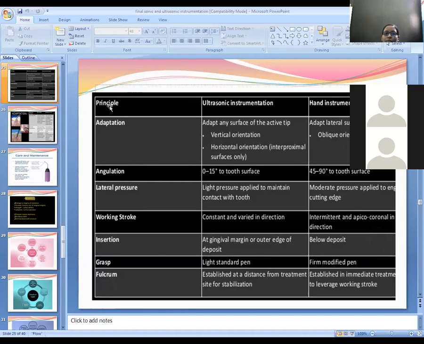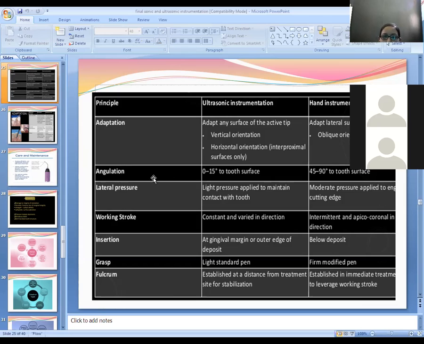These are the principles of ultrasonic instruments, and what about the hand instruments? Different principles for ultrasonic and hand instruments are given in this chart. First, the adaptation. For ultrasonic scaling, we can adapt to any surface of the tip, in a vertical orientation or horizontal orientation. While in hand scaling, you have to adapt the lateral surface of a probe or a tip, which is in an oblique orientation.